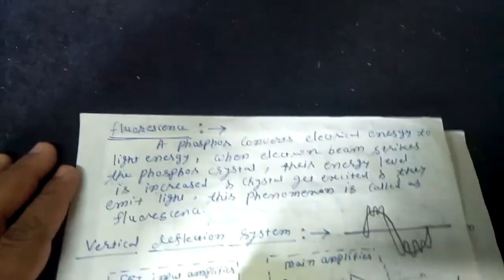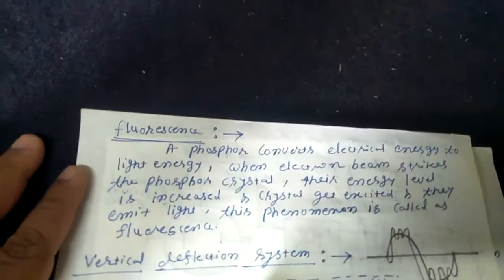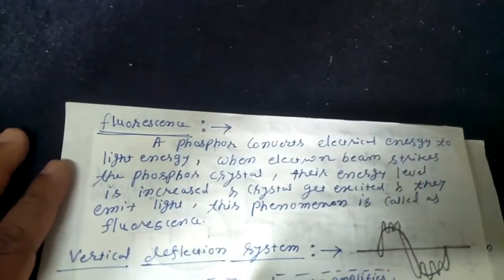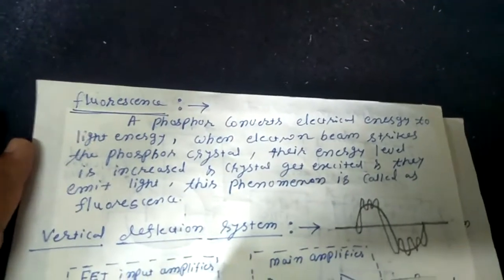Okay, now after that, what is meant by fluorescence? So fluorescence is the property of your screen. It means how you get the light beam on the screen. Fluorescence means your electrical energy is converted into light energy. When the electron beam strikes the screen, which is coated with phosphorus material, these phosphor crystals get excited.